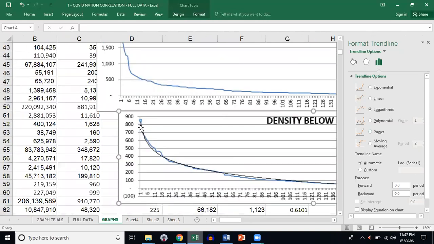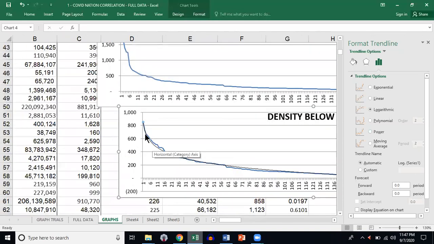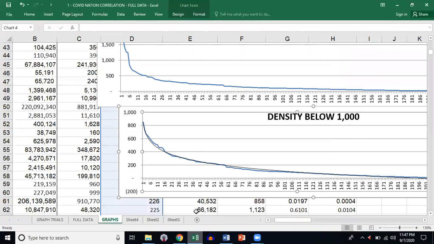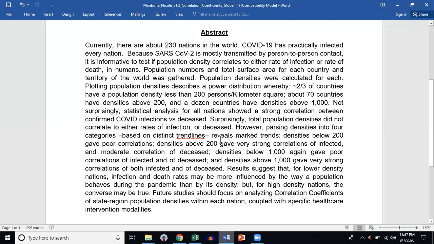Okay, so again, the blue is our data, and the little black line is the trend line, which in this case is following a logarithmic distribution. So that's the reason for the 4 different types of cutoff or boundaries: above or below 200 and above or below 1,000. Now, finally, to look at the data in StatCrunch to see how we came up with these results.